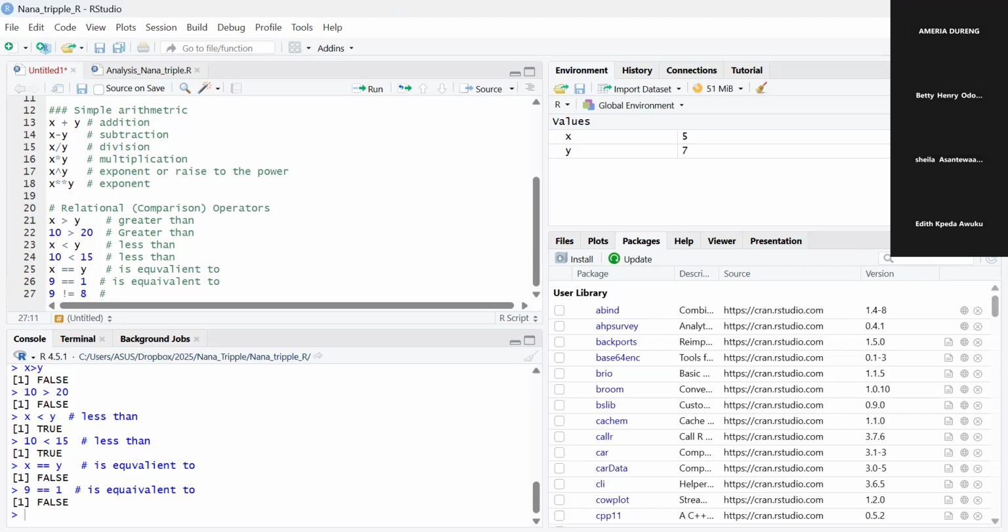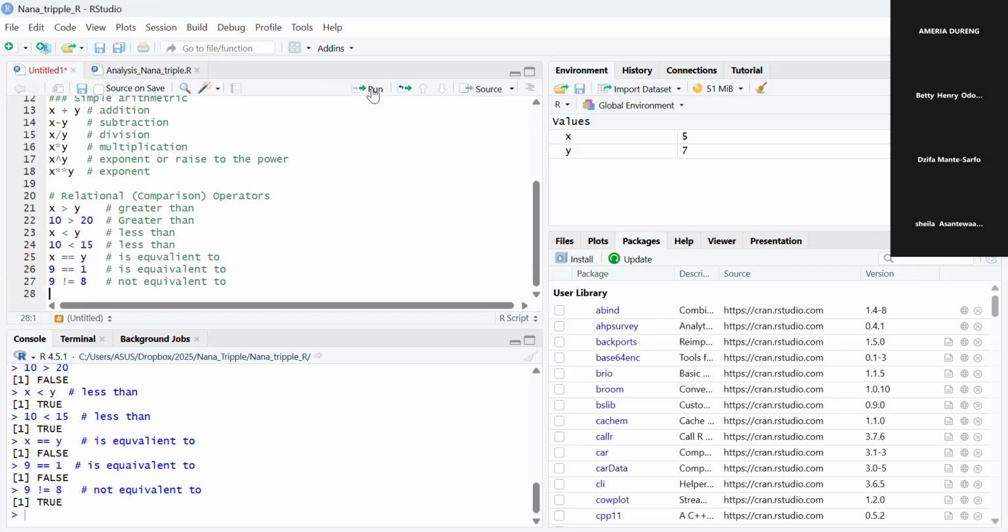Now, please look at how we write it. The exclamation is not, then equal comes. So R tries to translate the English language into a mathematical or a programmable language so that it's easier. Not equivalent. And you expect the answer to be true or false. You expect the answer to be what? True. Yeah, true.